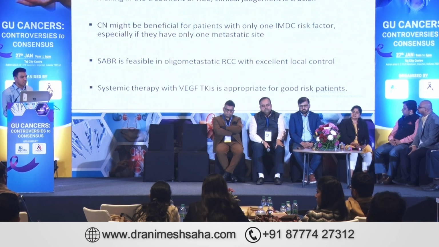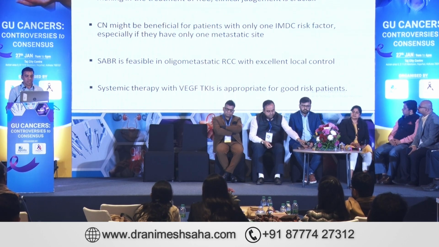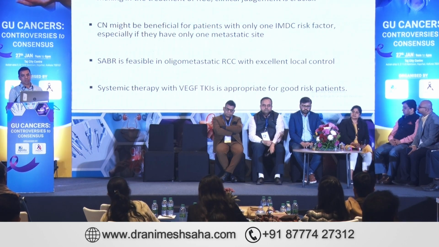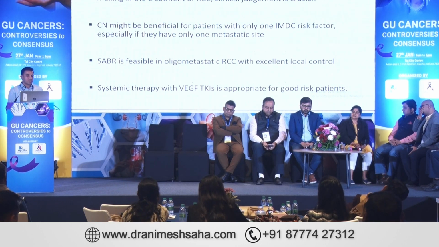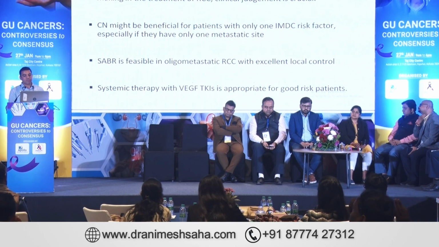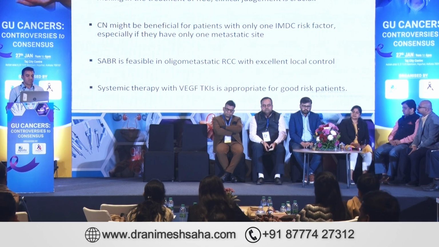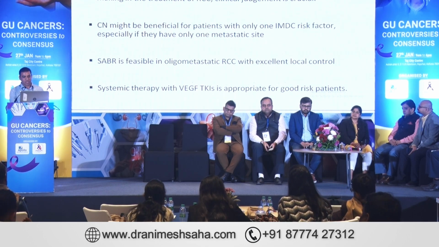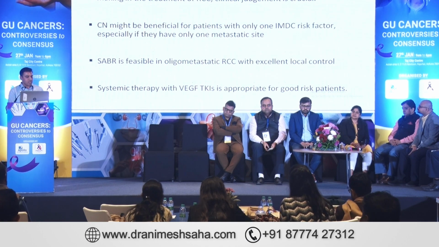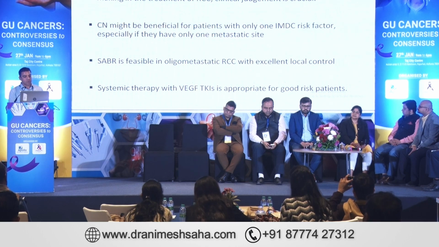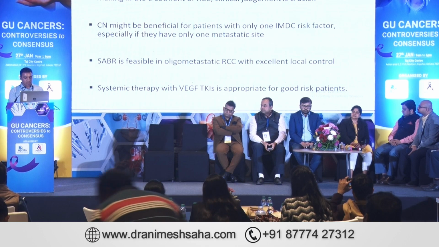I think we have come to the end of our discussion. I would summarize, IMDC risk stratification is relevant in real-world scenario for decision-making in treatment of RCC. However, clinical judgment is crucial. Cytoreductive nephrectomy might be beneficial for patients with only one IMDC risk factor, especially if they have only one metastatic site or very limited burden of disease. SABR is feasible in oligometastatic RCC with excellent local control. You can also go for SABR to the metastatic site, and you can combine with immunotherapy as well.